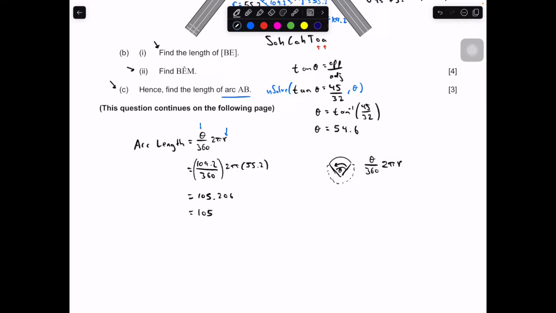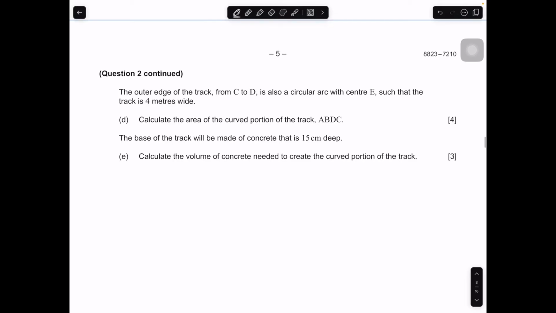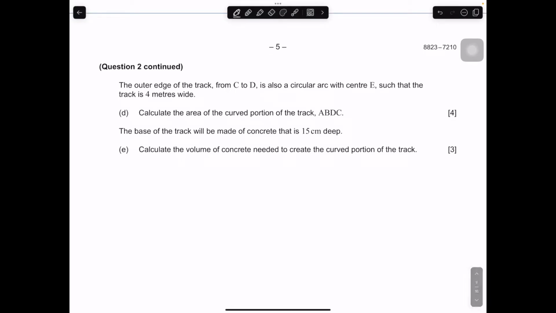Okay, let's keep going. The outer edge of the track from C to D is also a circular arc with center E, such that the track is 4 meters wide. Calculate the area of the curved portion of the track ABCD.